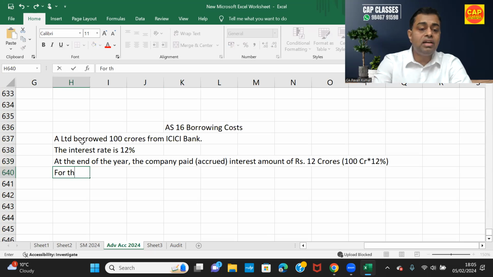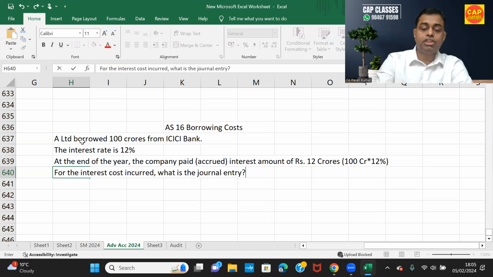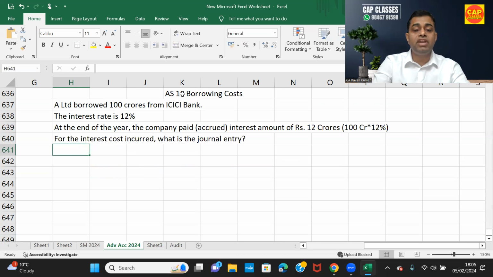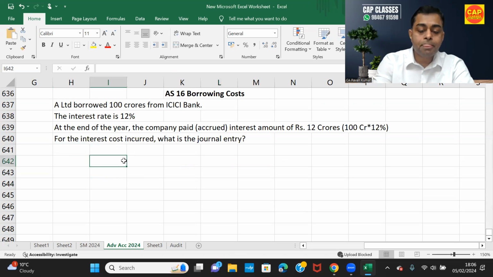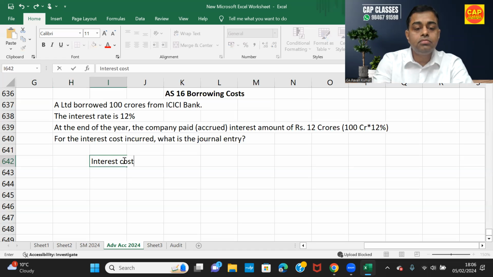So for the interest cost incurred, what is the journal entry? This is the question. So Devika, can you tell me what is the journal entry for this situation? In this scenario, for this transaction, what is the journal entry I should pass? Sir, ICICI Bank to interest account.